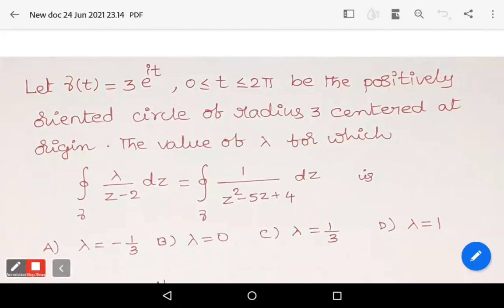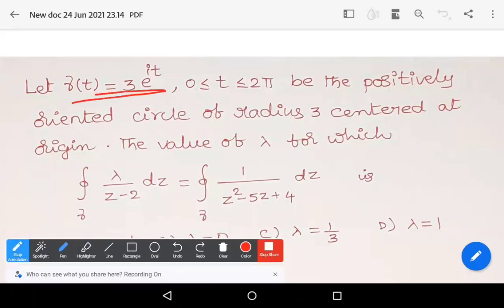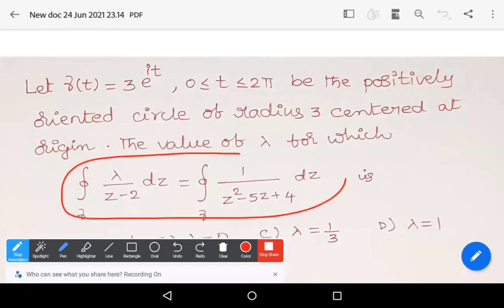Let gamma of t equals 3 e power it, 0 less than or equal to t less than or equal to 2 pi, be the positively oriented circle of radius 3. It is a positively oriented circle of radius 3 centered at origin. Then the value of lambda for which this condition holds, integral over gamma lambda by z minus 2 dz is equal to integral over gamma z square minus 5z plus 4 dz, is equal to what?